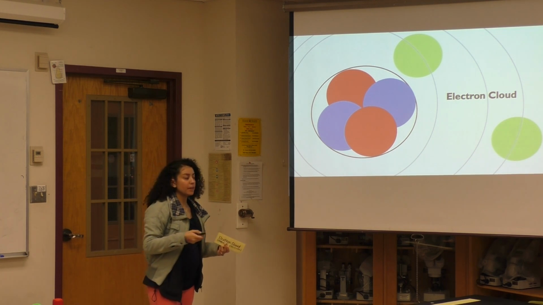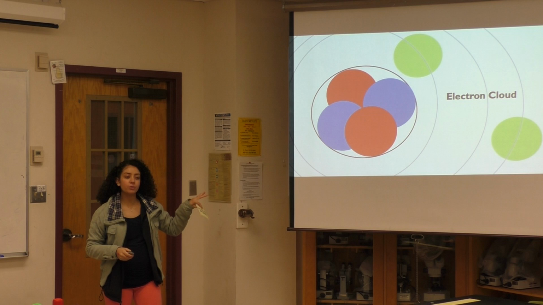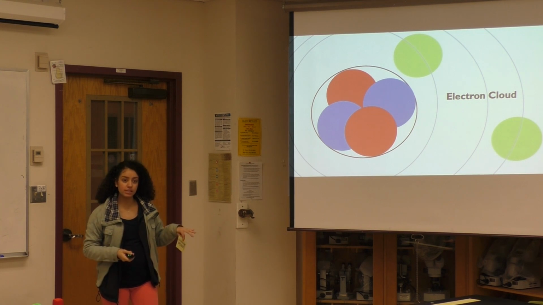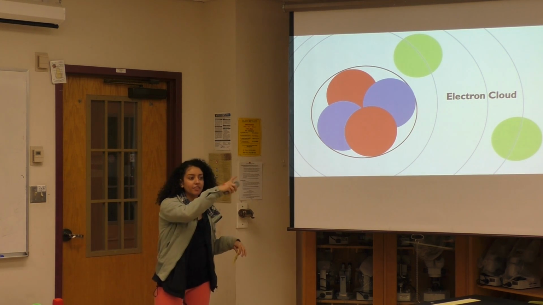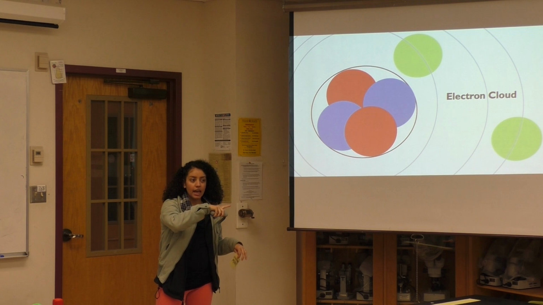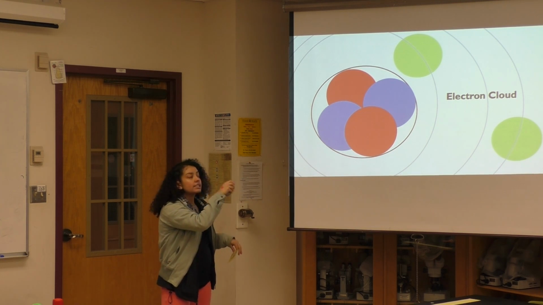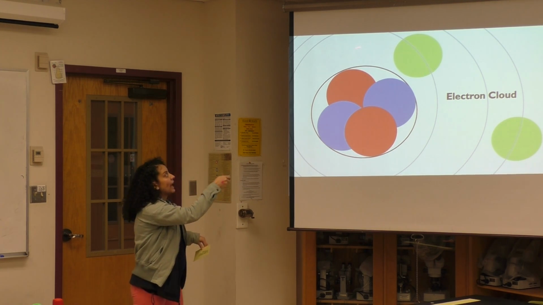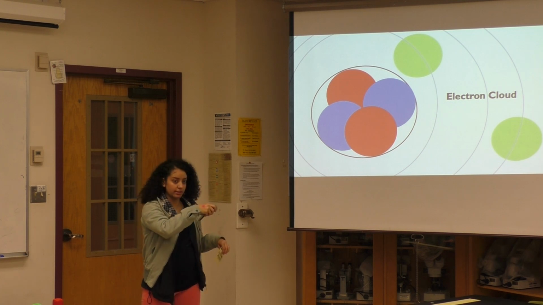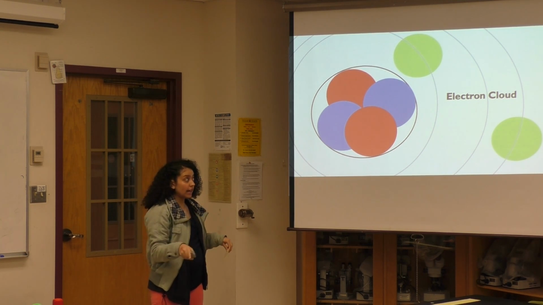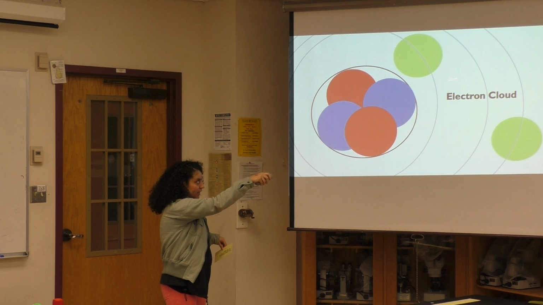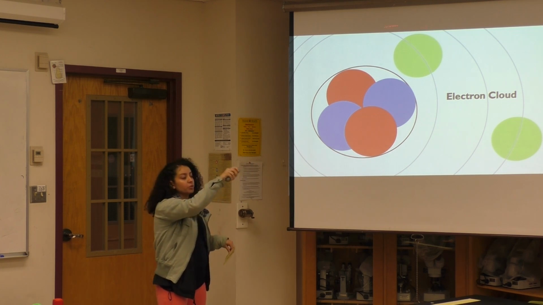If you remember, we said that this model is similar to that of the solar system. All the planets have their little orbits, correct? And this is very similar to that, where the electrons have their orbits that go around the nucleus. So the electron cloud is all of this space that the electrons orbit around.